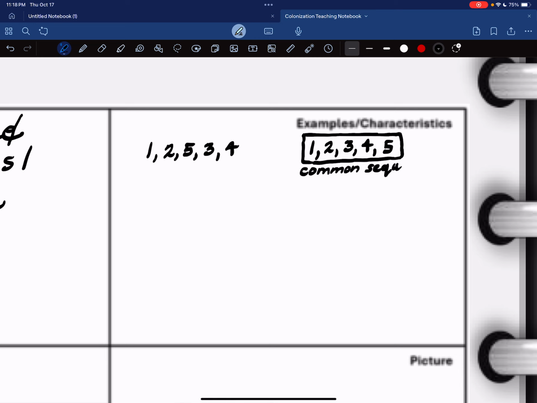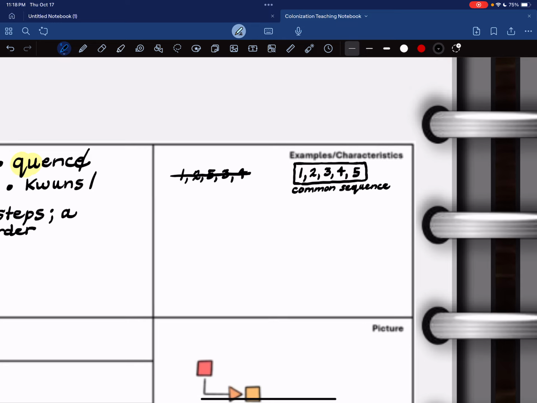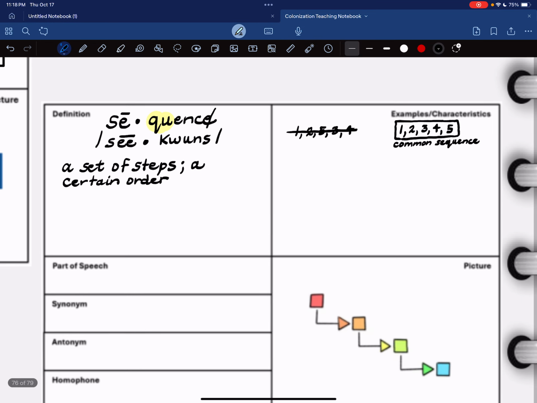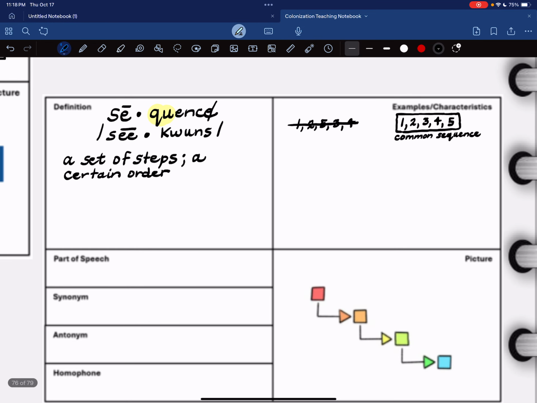The first step comes before the second. All 4 of them come before the 5th. That is what I'm referring to as sequence. These are not in a common sequence. A set of steps, a certain order, is a sequence. And this is a noun.